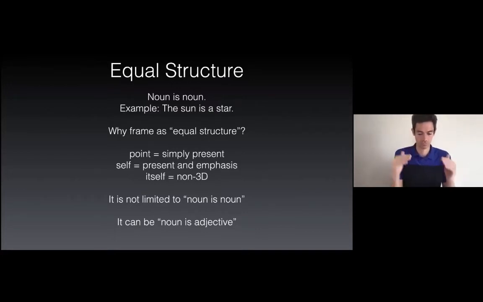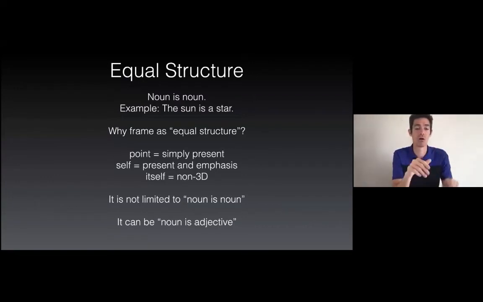Okay, so now equal structure. What this means is that a noun is a noun. For example, the sun is a star. So they're equal. The sun is equal to a star. In ASL, how would you sign that equality? Sometimes people say "is," but what if you get rid of the "is"? Then what would that look like?